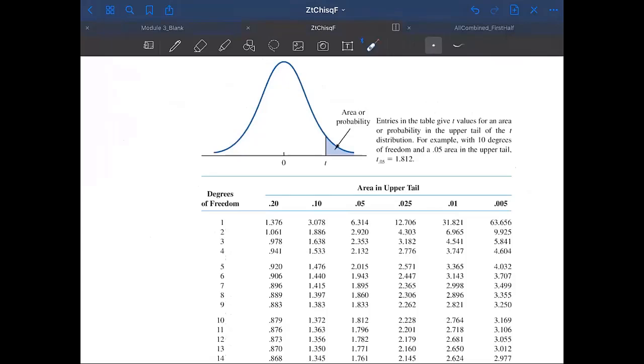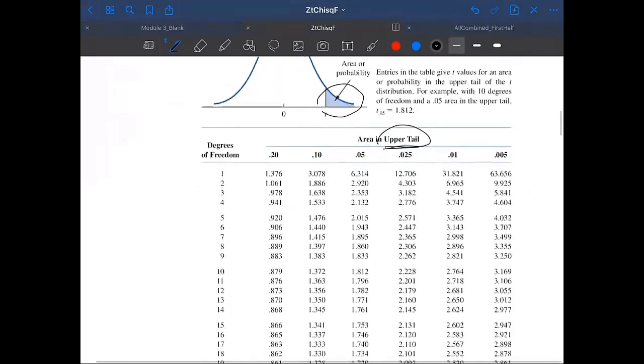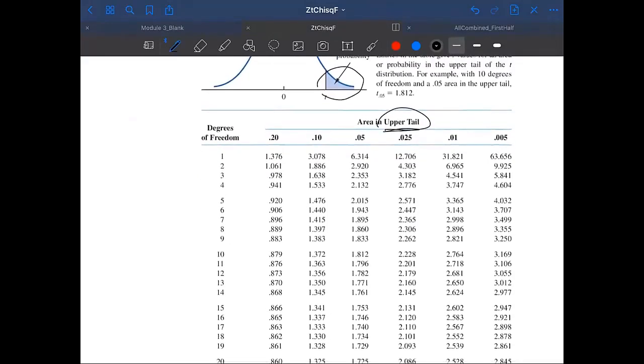It's somewhat different from the Z table you have already seen before. For example, it is only the right part, the upper area, that's being given. It's to the right, as you can see. And there's very limited information given here.